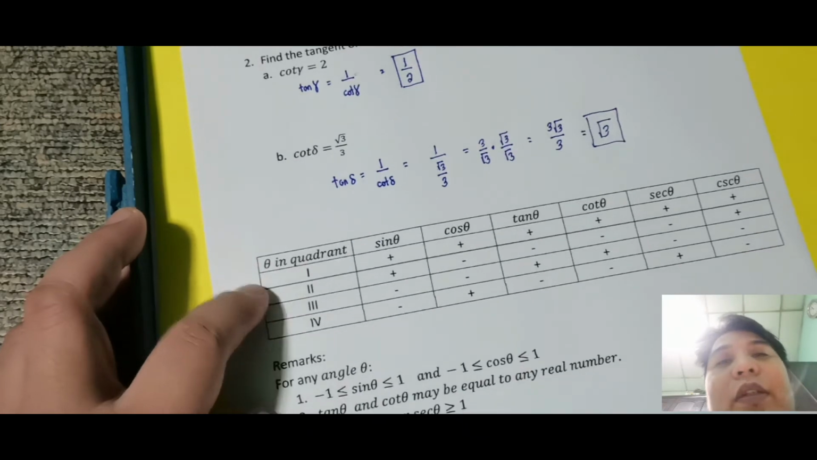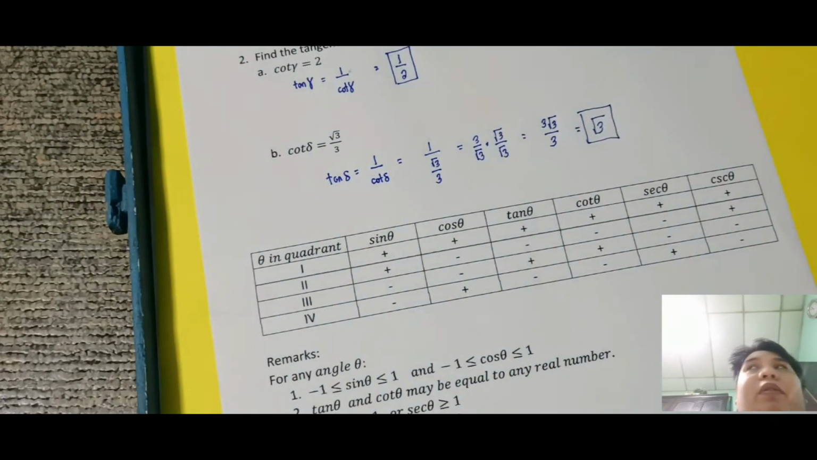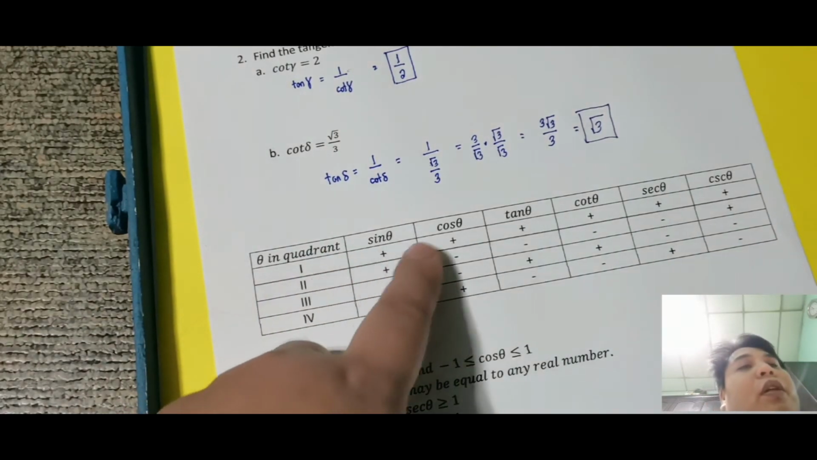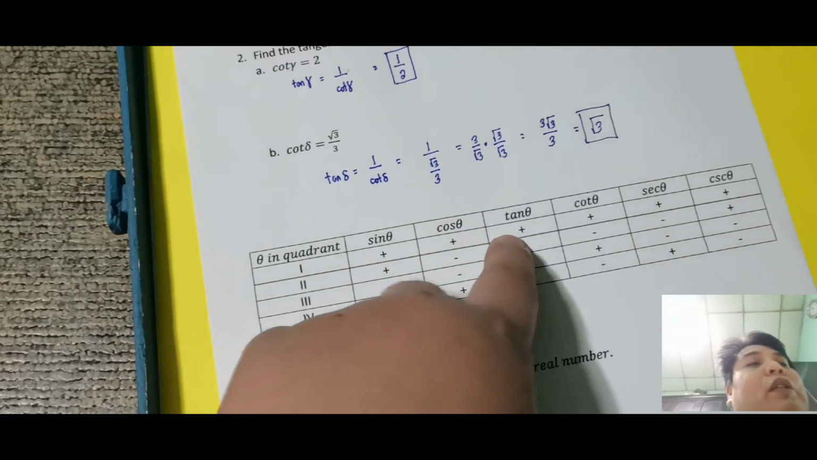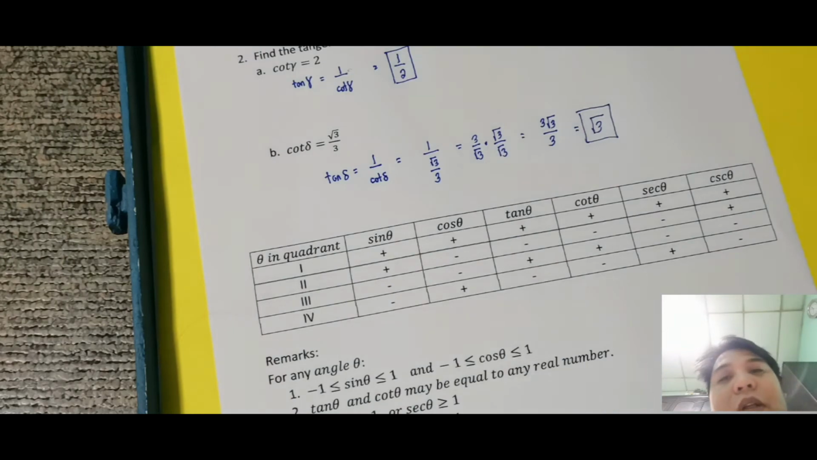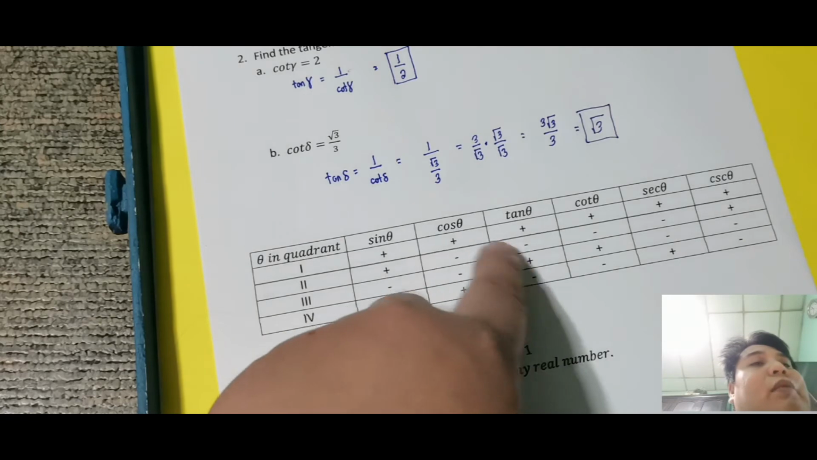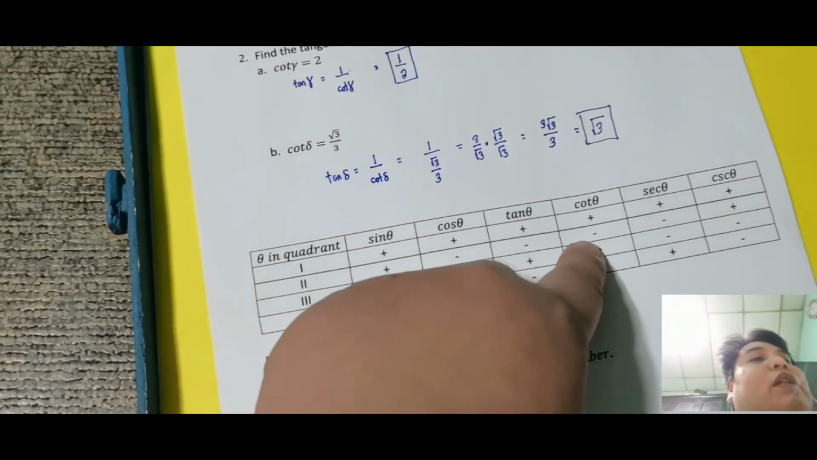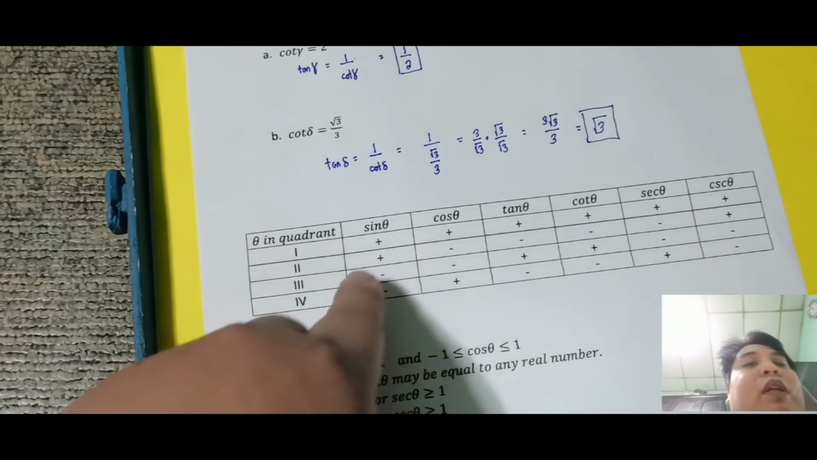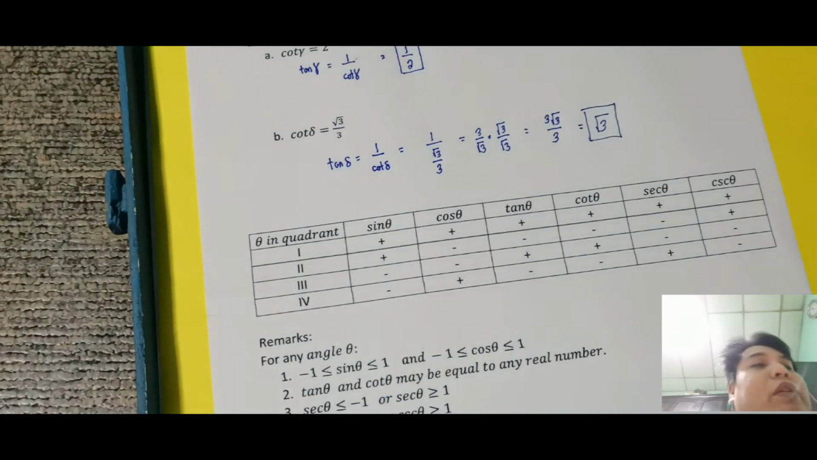Okay, next is meron itong very useful lang na ito, yung theta in quadrant. So meaning yung angle in every quadrant. For example, sin theta, ang sign niya sa quadrant 1 is positive. Si cosine positive, si tangent positive, si cotangent positive, secant positive, si cosecant positive. Lahat sila positive doon. Pagdating sa quadrant 2, si sine is positive, si cosecant is positive, si tangent is negative, si cotangent is negative, si secant is negative, and so forth. Si quadrant 3, si quadrant 4, andyan na naman yung mga sign. So very useful siya.